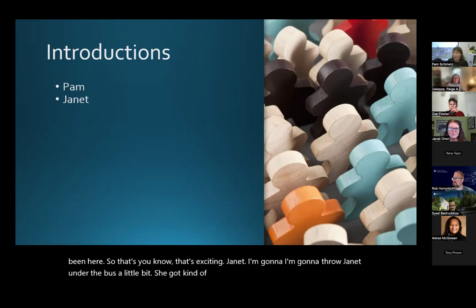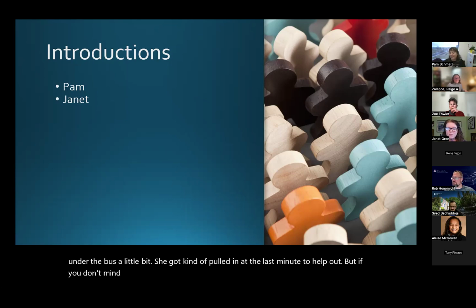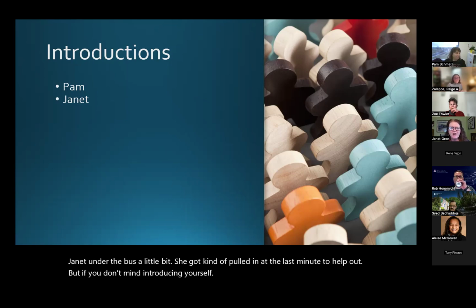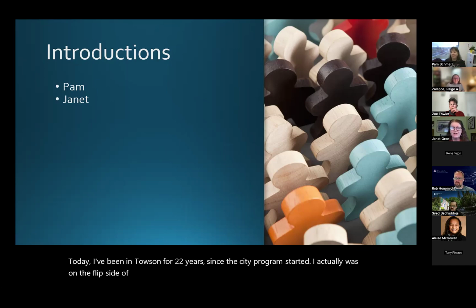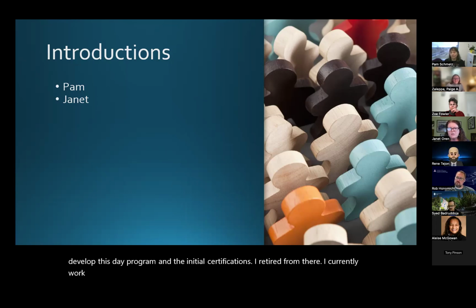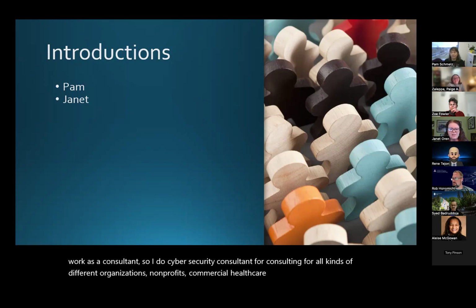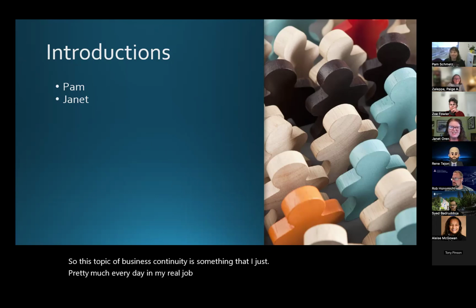Janet, I'm going to throw Janet under the bus a little bit. She got pulled in at the last minute to help out, but if you don't mind introducing yourself. Sure. I'm Janet Orrin, an adjunct professor at Towson University. I've been at Towson for 22 years, since the CAE program started. I was actually on the flip side of CAEs. I worked at the National Security Agency, so I helped develop the CAE program and the initial certifications. I've retired from there and currently work as a consultant, doing cybersecurity consulting for nonprofits, commercial, healthcare, and finance organizations. This topic of business continuity is something I address pretty much every day in my real job. It's near and dear to my heart because it's really important to a lot of organizations.